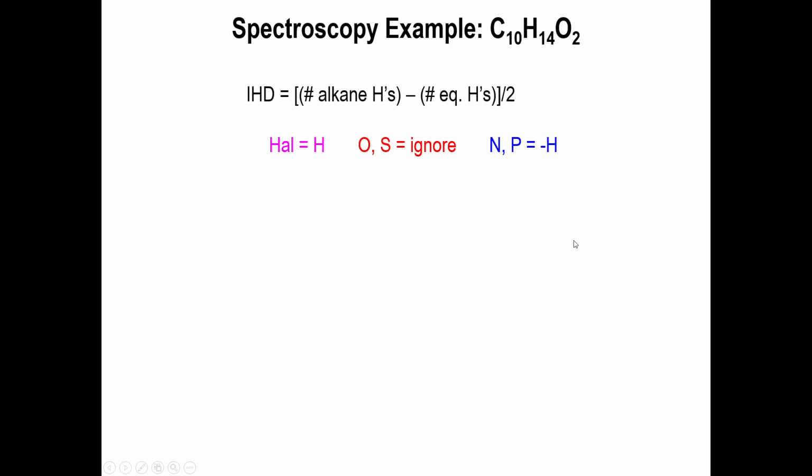The index of hydrogen deficiency basically would be as follows. We first determine how many equivalent hydrogens this will have. The oxygens we totally ignore. We have 2 in the formula, but it doesn't matter as far as the hydrogen count. We have no nitrogen, so there's no need to worry about them. And then we have 14 hydrogens, so we'll just count the 14 hydrogens as the equivalent hydrogens in the molecule.